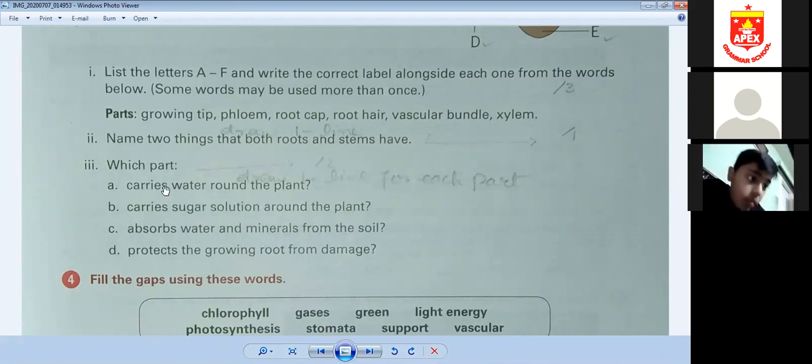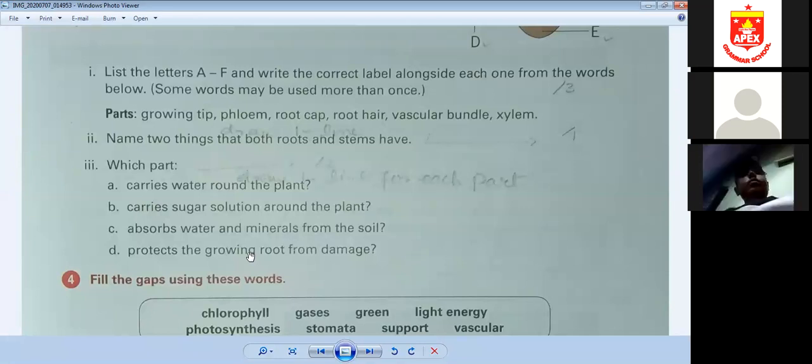I'm repeating the answers again. Question number 3, A part carries water around the plant. The correct answer is xylem. Carries sugar solution around the plant. The correct answer is phloem. Absorbs water and minerals from the soil. Correct answer is root hair. And D part protects the growing root from damage. The correct answer is root cap. I hope you understand it.